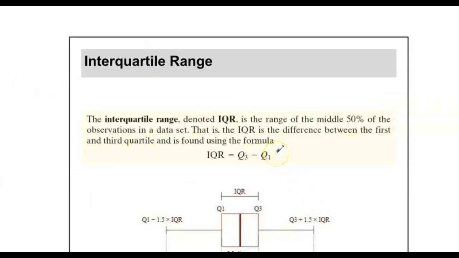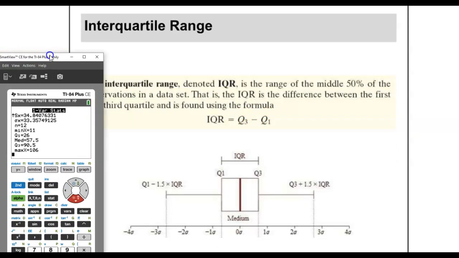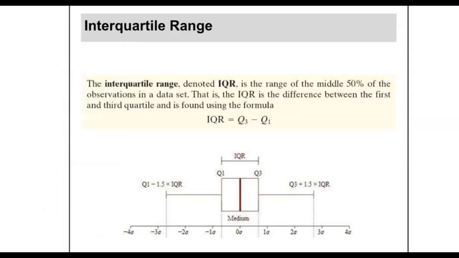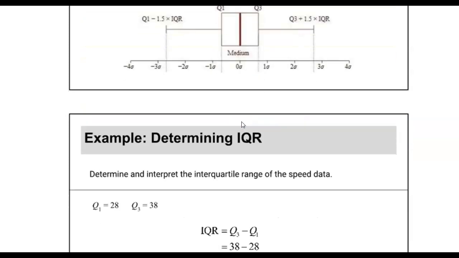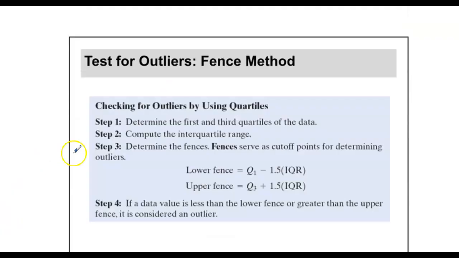Moving on to the IQR, the interquartile range. We call that the middle 50% of the observations in a data set. It's easy to find. You find quartile 3, you find quartile 1 using ye old calculator like this guy, and then you subtract quartile 1 from quartile 3. Easy formula to remember. That's the range of the interquartiles. Here's an example, which we will do in class.